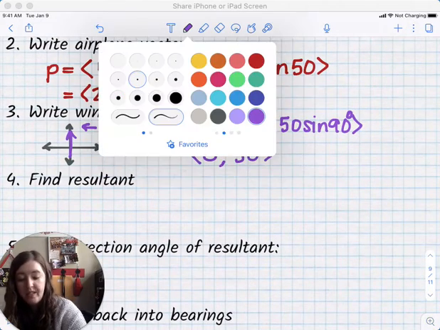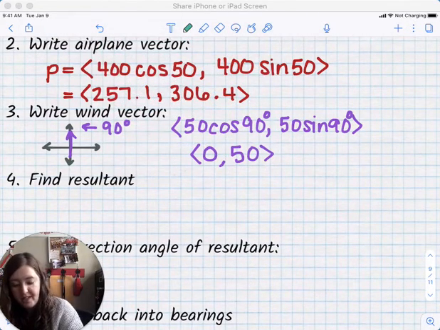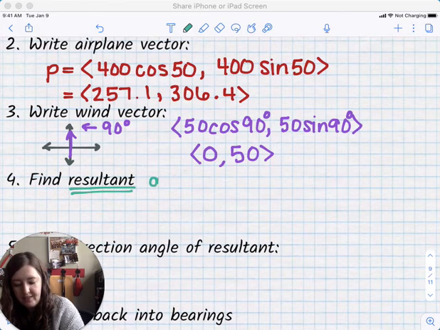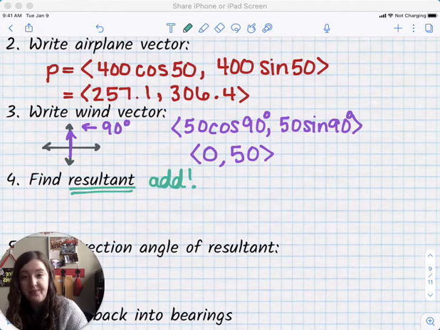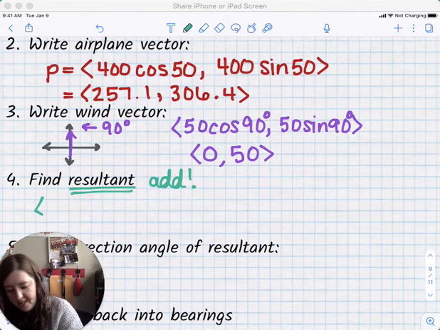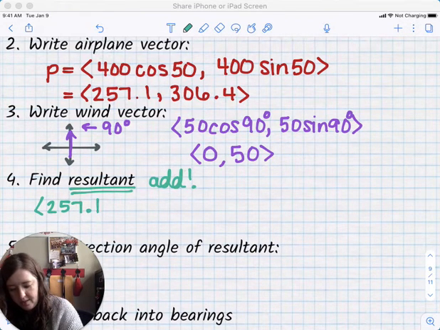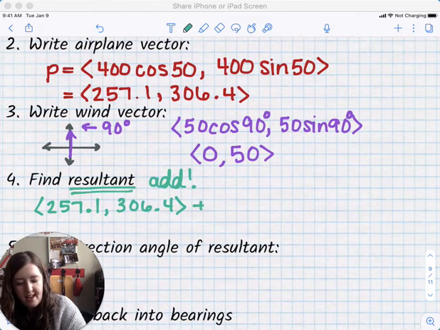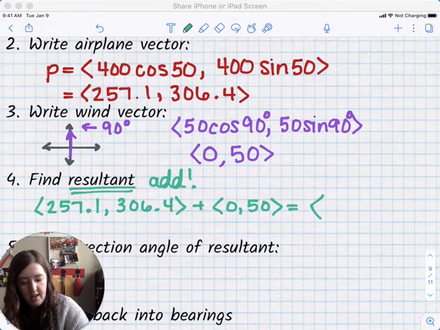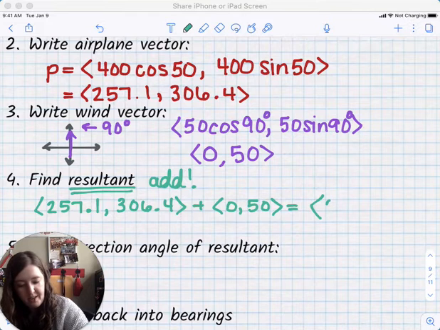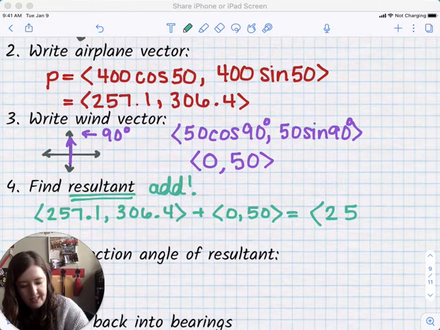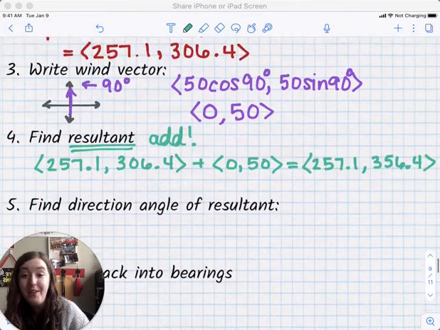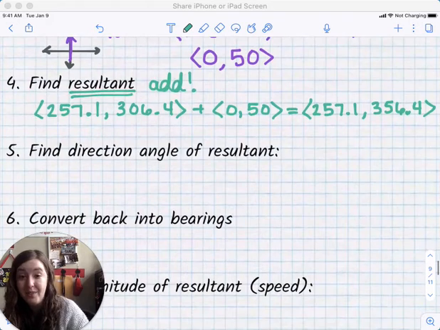Now we want to find the resultant vector. If you remember from yesterday, the resultant means add those two vectors together. So I'm going to add 257.1, 306.4, and I'm going to add 0, 50 to it. And our final airplane vector is going to be 257.1, 356.4. Now we want to find the direction angle of the resultant.